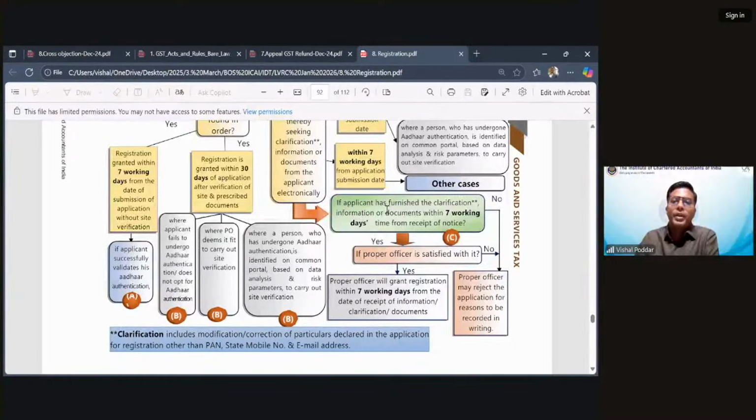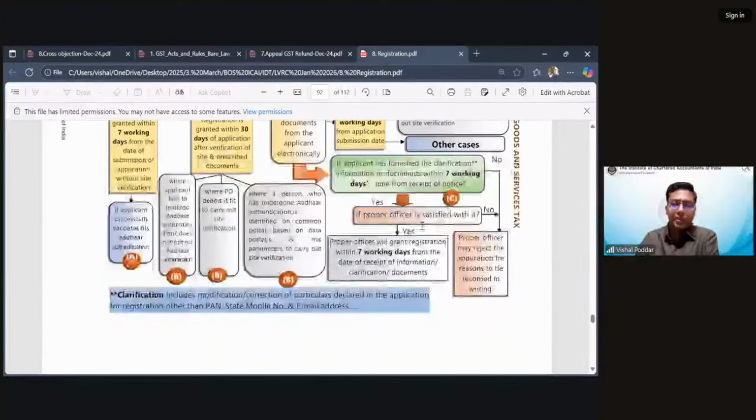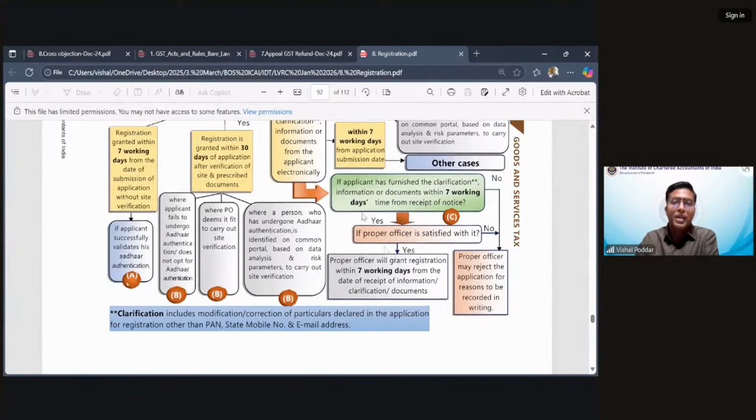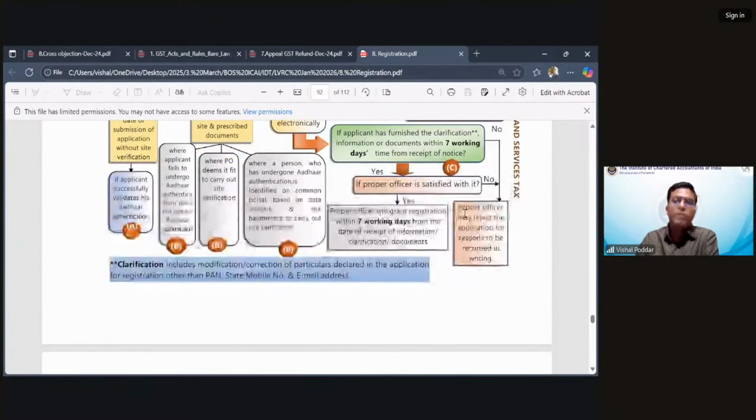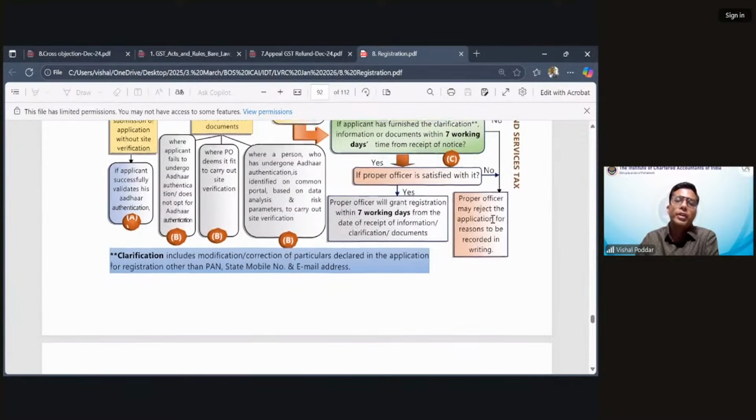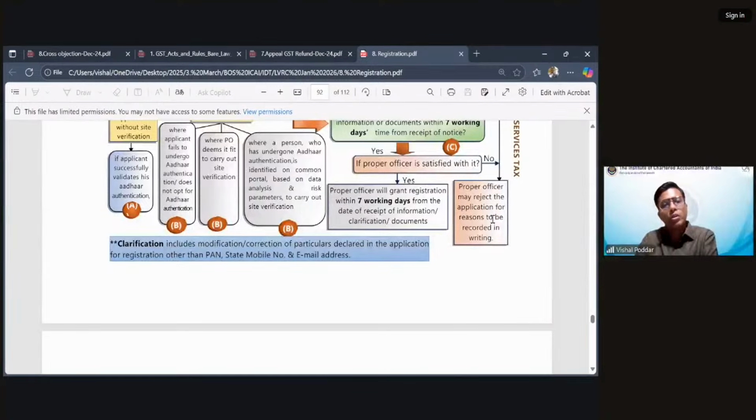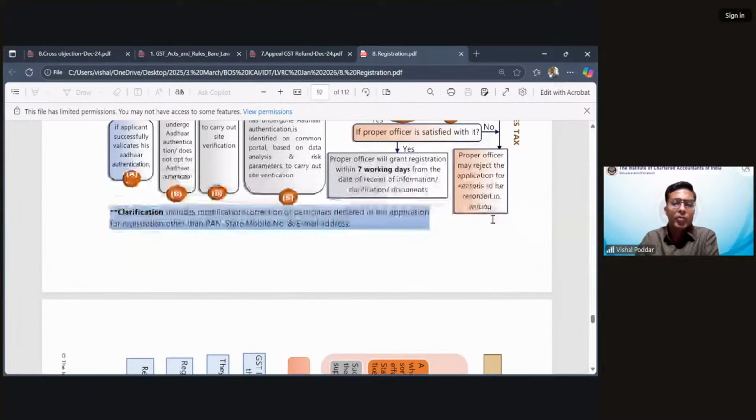Next, if the applicant has furnished the clarification, information, documents within 7 working days of receipt of notice, and if proper officer is satisfied with it, then proper officer will grant registration within 7 working days. So you have to reply within 7 days. And if proper officer is satisfied, he will also grant within 7 days. Now, if the proper officer is not satisfied, or if you have not given the reply in 7 days, then the proper officer in this case will reject the application and will record the reasons in writing so that you can take your further actions on that.